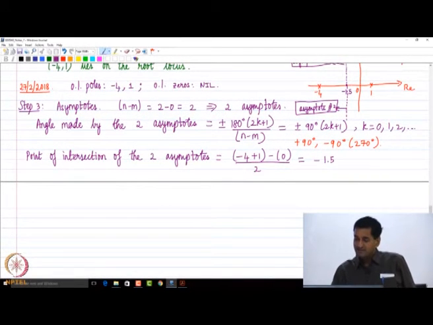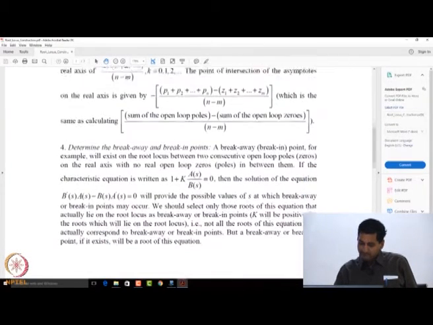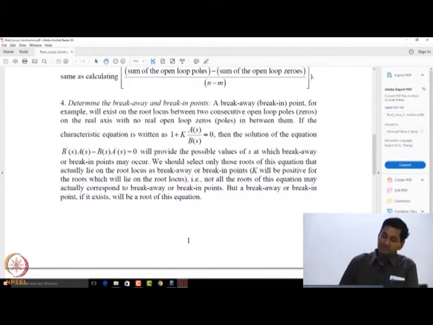Those are the first 3 steps. So let's go to step 4. What is step 4? Let's first read through it, then we will discuss. It says determine the breakaway points and break-in points. I'll explain what a breakaway point and what a break-in point is.